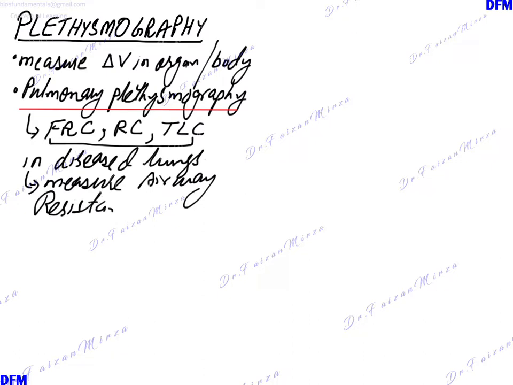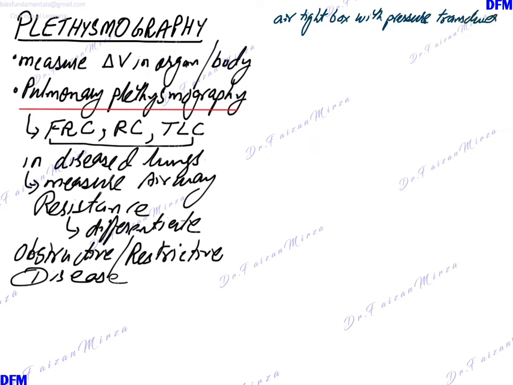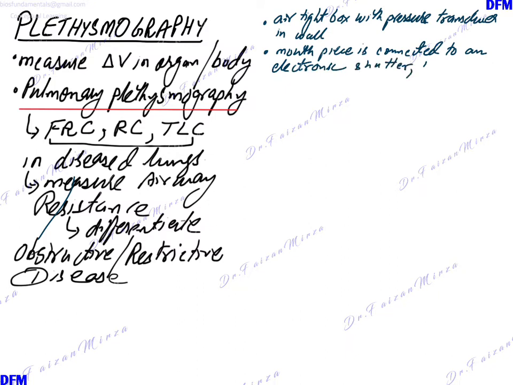get reduced. So the airway resistance can be measured and can be differentiated from an obstructive disease. A restrictive disease and an obstructive disease can be differentiated using a plethysmography technique. What happens in plethysmography? There's an airtight box with a pressure sensor or a pressure transducer in its walls. There's a mouthpiece which is connected to an electronic shutter, and this electronic shutter in turn measures the airflow and the alveolar pressure at the same time.